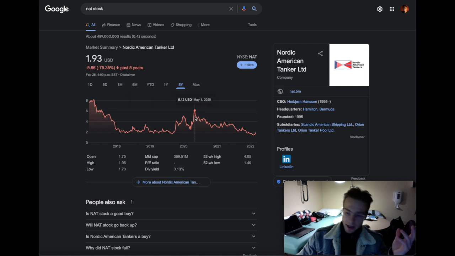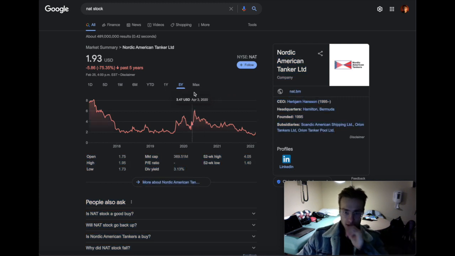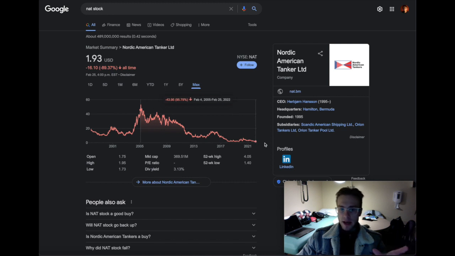We've seen, of course, this spike due to the pandemic, before NAT has been kind of crashing down since then. The max chart, not really looking any better. At one point, this was like a $40 company in 2005. I mean, since then, look at that, down 95%.